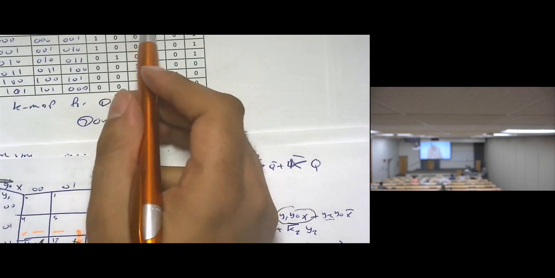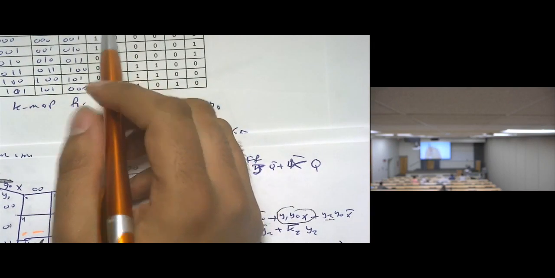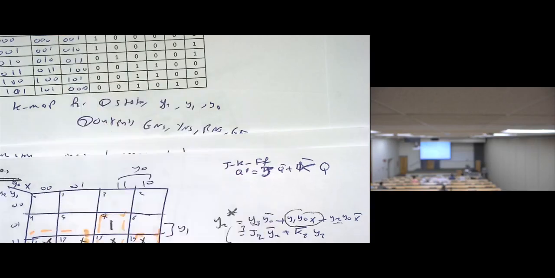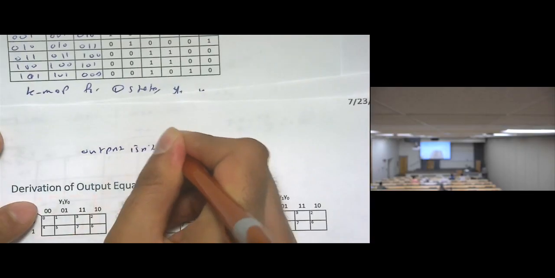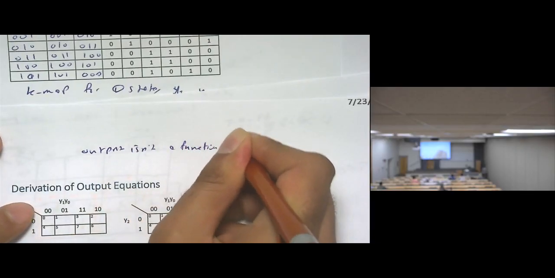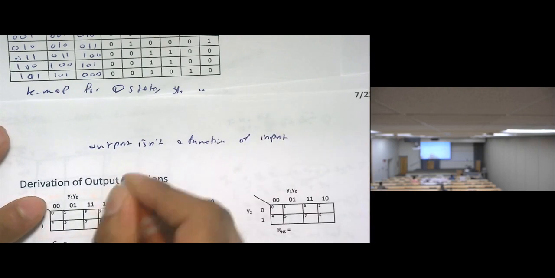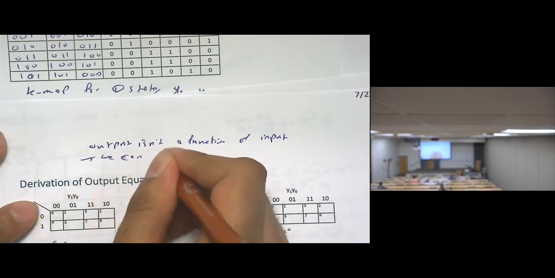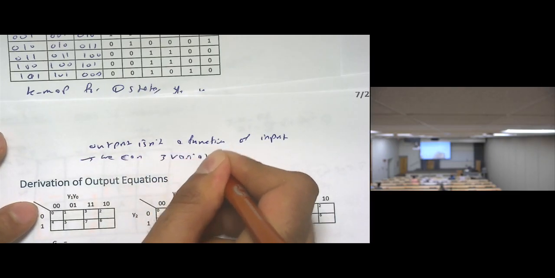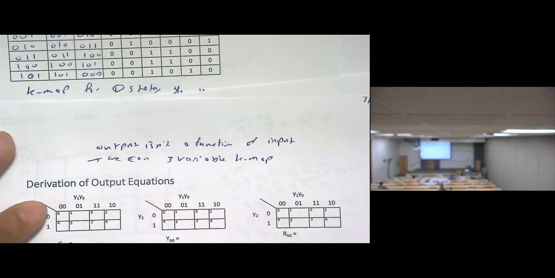We can see the outputs are not a function of inputs. You see? They do not change with the changing of the inputs. So we can actually use 3 variable Karnaugh maps. We don't need the 4th variable. Why? Because the outputs are not a function of inputs. So we can use 3 variable Karnaugh maps, which are associated with the states.